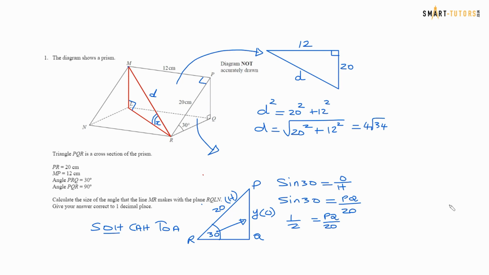So if you cross multiply, 2PQ equals 20, PQ equals 10. So PQ equals 10. I'm going to mark this as 10 centimeter. If this is 10 centimeter, this is also 10 centimeter, right?